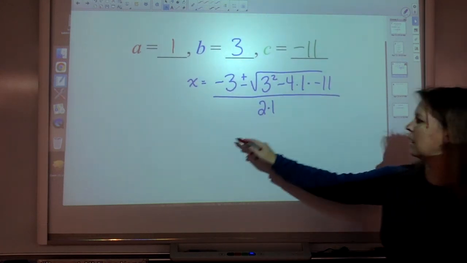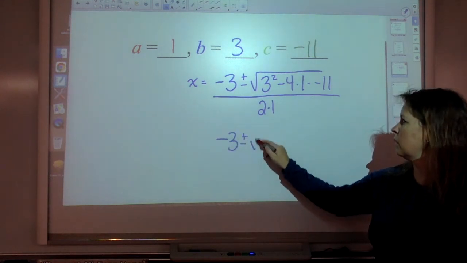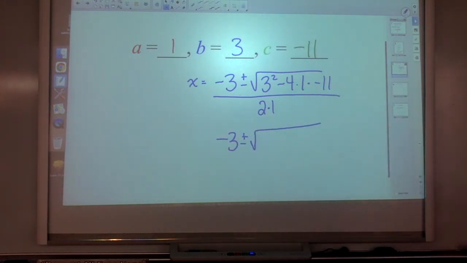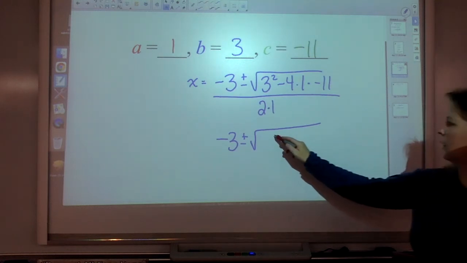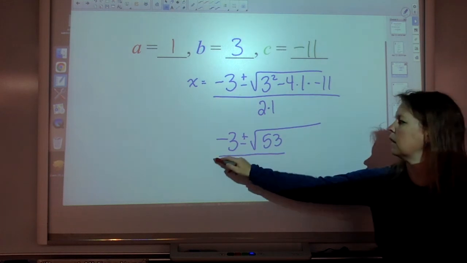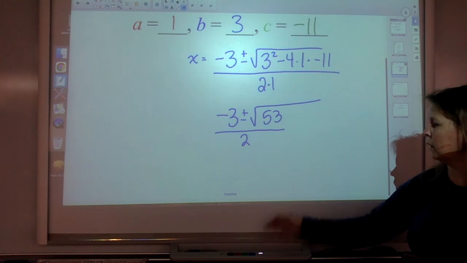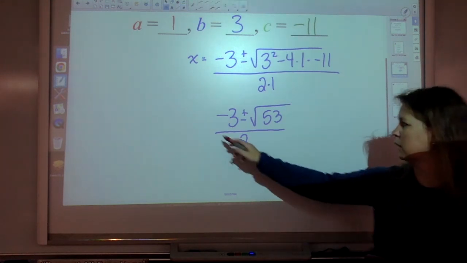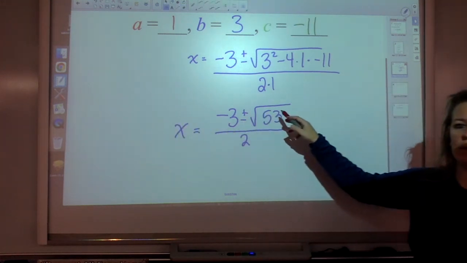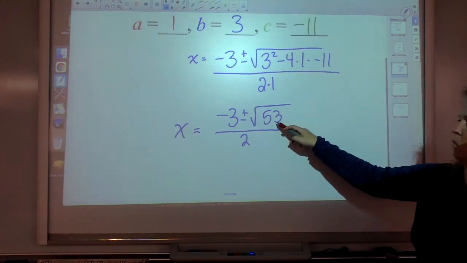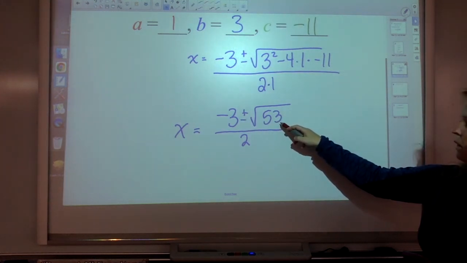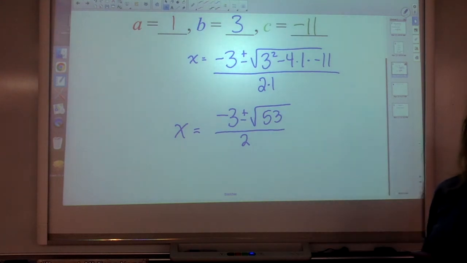Again, we'll take care of the radicand first. What's under that square root? What is 3 squared minus 4 times 1 times negative 11? Make sure you get what I get. At least try it. You get negative 3 plus or minus the square root of 53 all over 2. If we're looking for an exact answer, you just found it. We can't simplify it any more than that because 53 is not a perfect square, therefore we can't reduce it. That would be your exact answer.